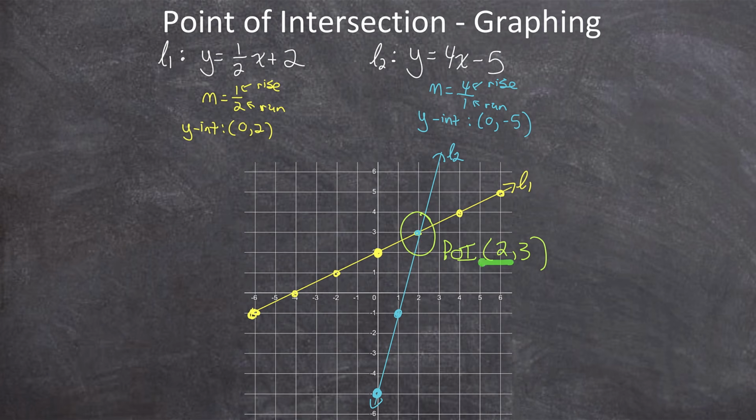Algebraically, if I were to take this point 2, 3, and sub in for x and y into line 1, and x and y into line 2, it would satisfy both equations. And that's the only point that makes left side equal right side for both of those linear relationships.